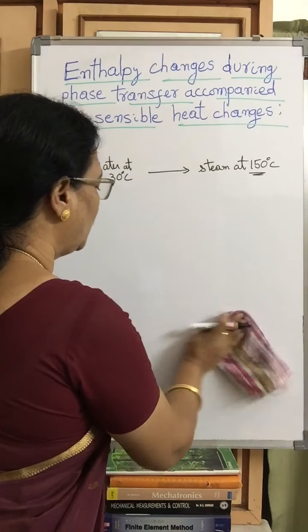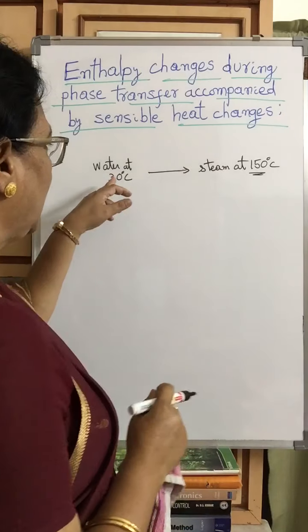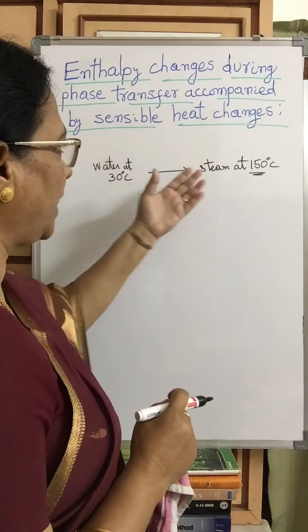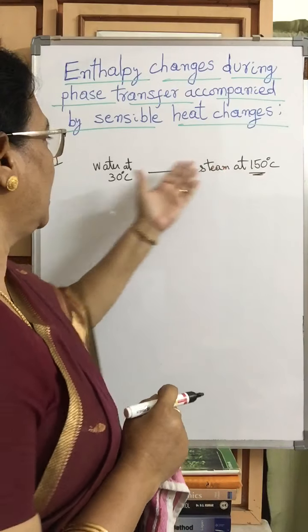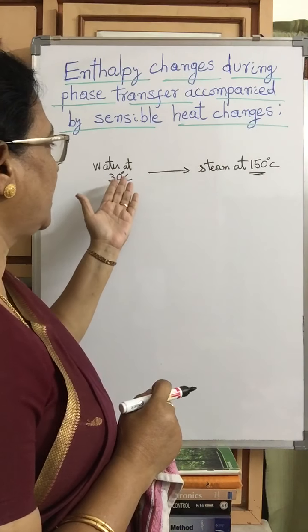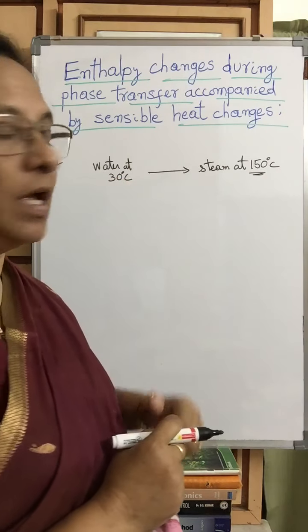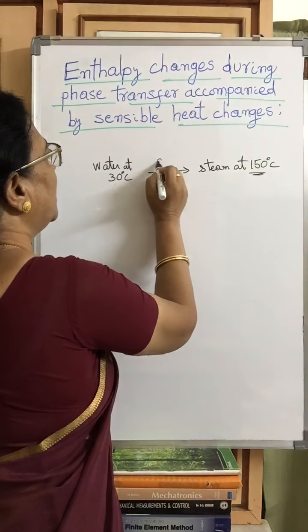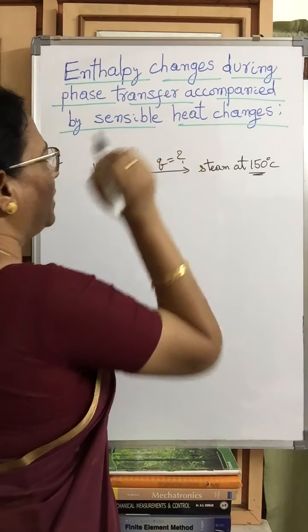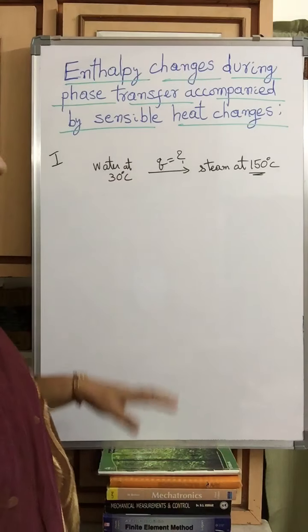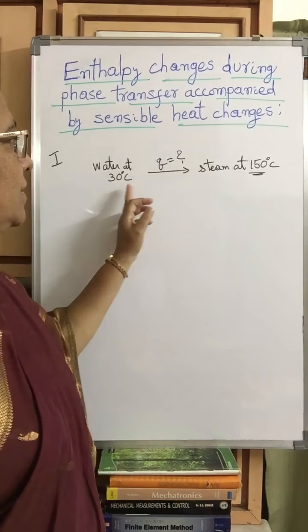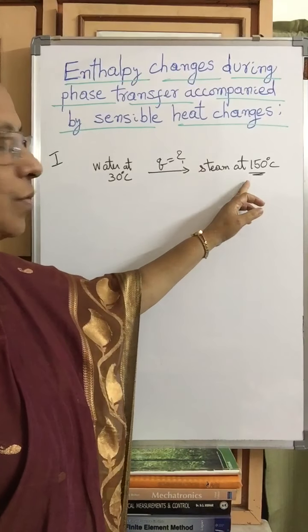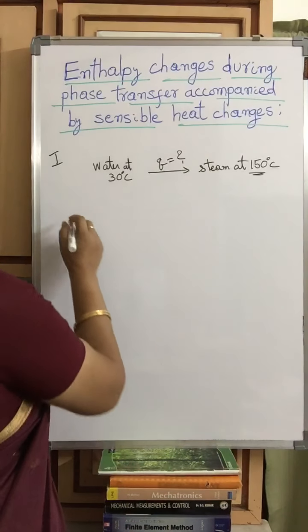In order to obtain steam at 150 degrees centigrade with reference to water at 30 degrees centigrade, what amount of heat is to be supplied? That is our question. So here directly you can't calculate. There are several stages that should be applied here, that we will see.